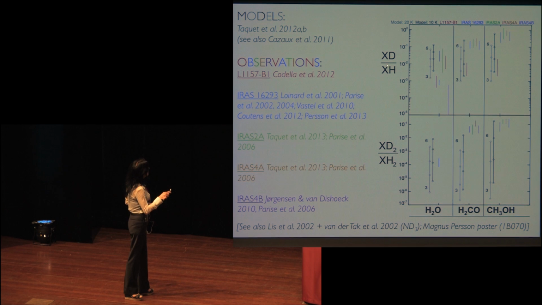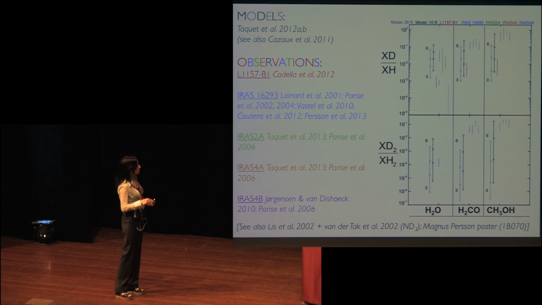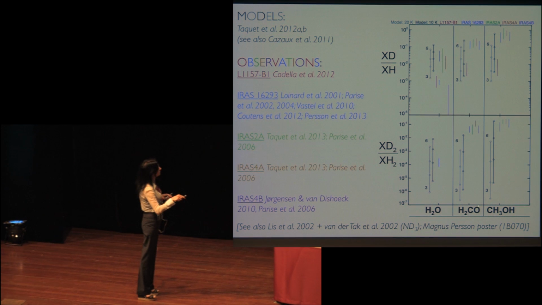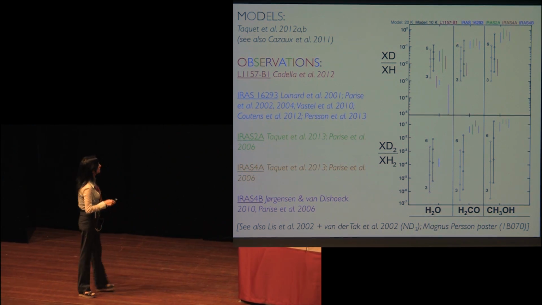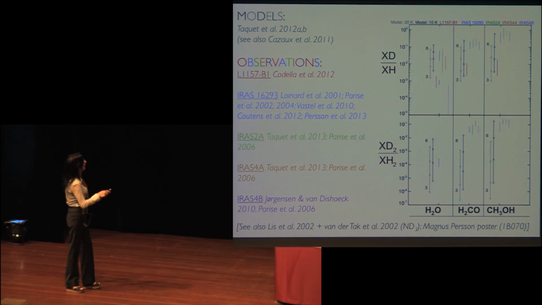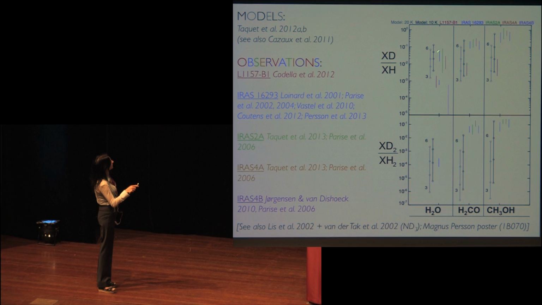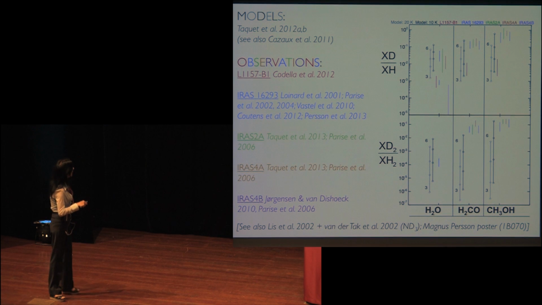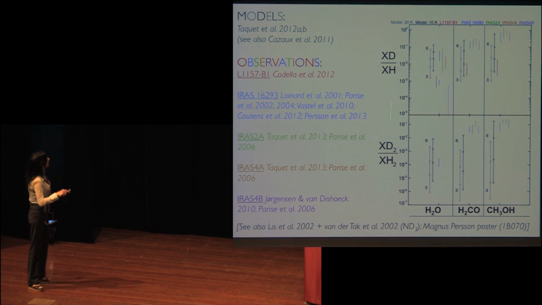So first of all, the first plot shows the HD over XD over XH in three molecules only, otherwise there are too many things here. So it's water, formaldehyde, and methanol. We have several things here. In black, white and gray are the models run by Vianney with the gray Noble code.